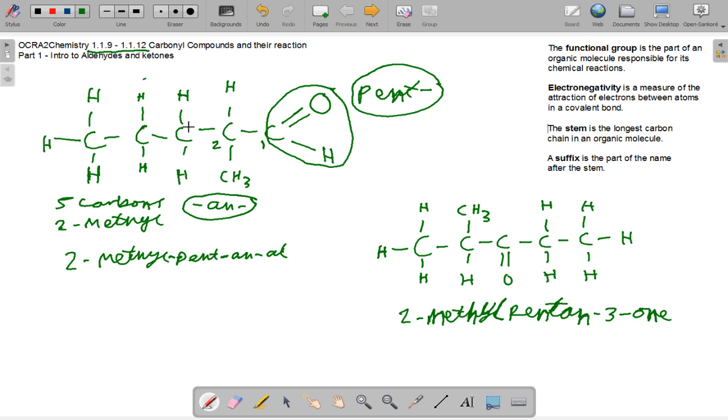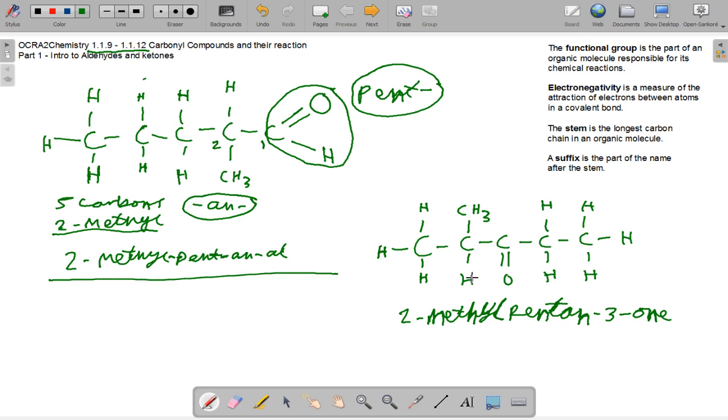And since I've noticed there's a 2-methyl group, I put 2-methyl at the front. So its full name is 2-methyl pentanal. But I put the dashes in to make the prefix clear.